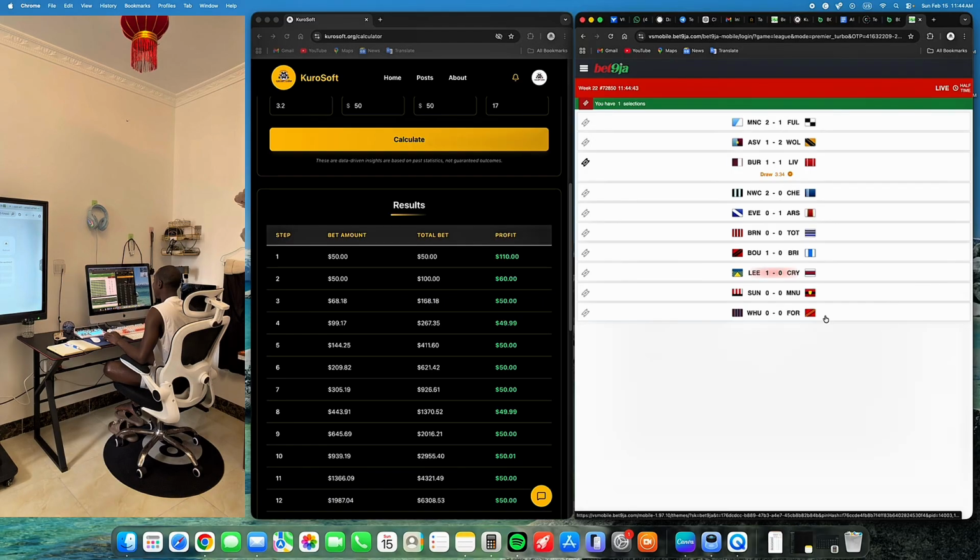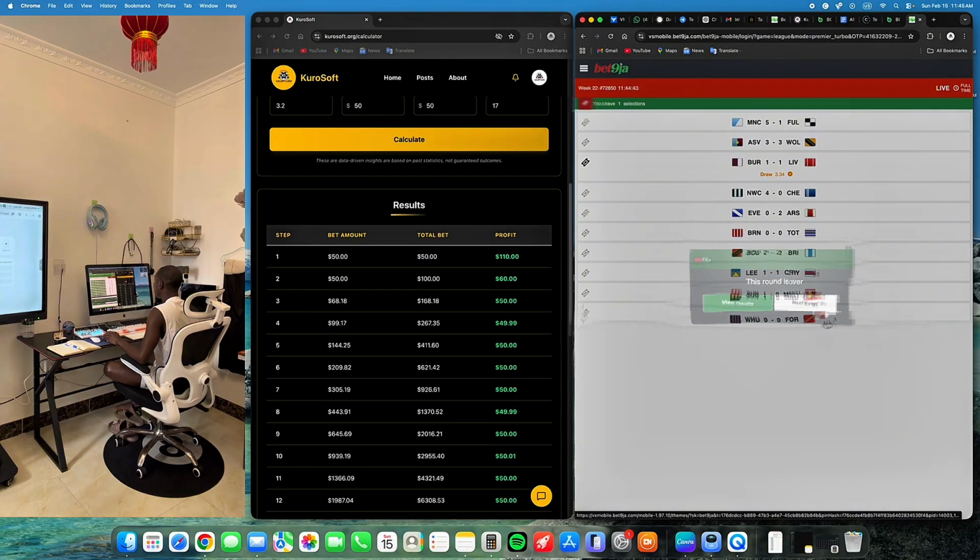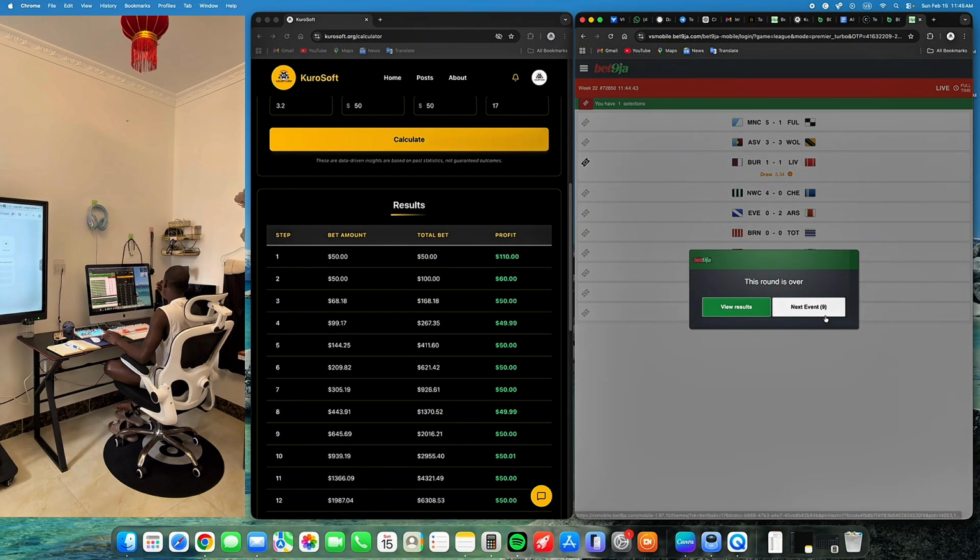For now, they are drawing with Liverpool, which is funny. Most of the time, the draw is likely to come when they are at home. You can see that just on the second round, we've recorded our draw. So this is what calculated trading is like.